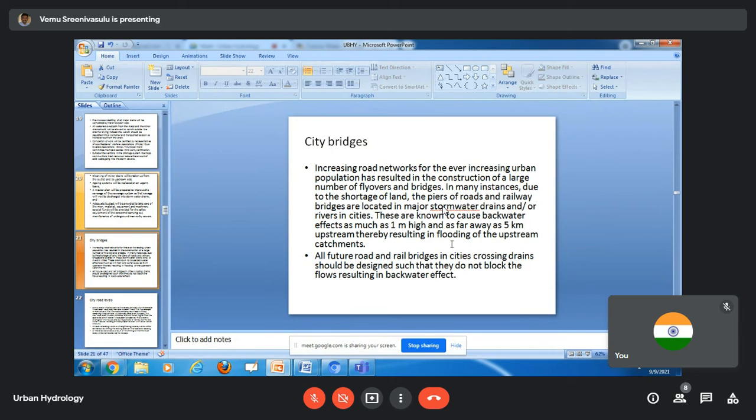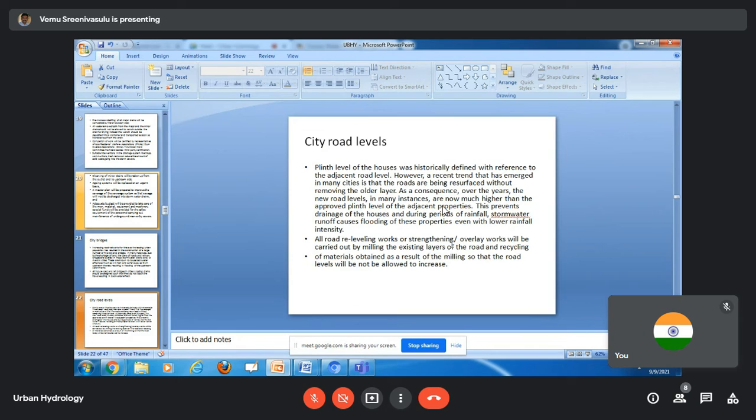All future road or rail bridges crossing city drainage should be designed such that they do not block the flows, resulting in a backwater effect. So you should design your public infrastructure in such a way that it does not disturb the natural drains, right? Otherwise, this type of problem will come.